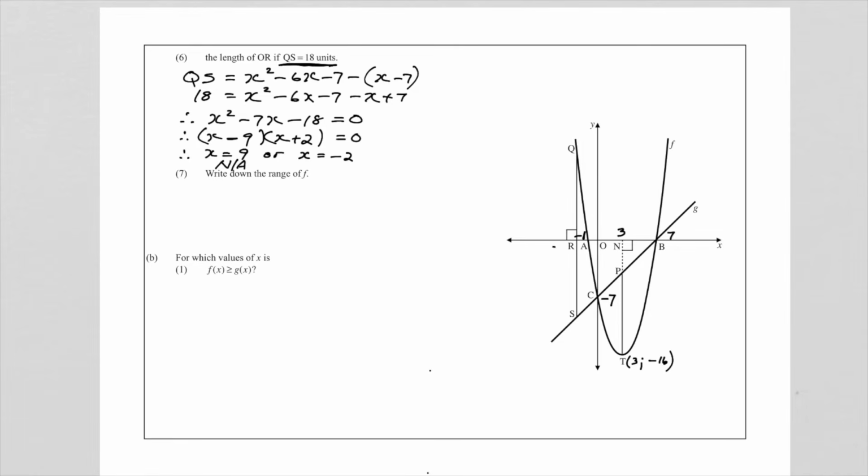So we can put that negative 2 here right at r, that is negative 2. And now we can just write down the answer. Remember the question was to find the length of OR.